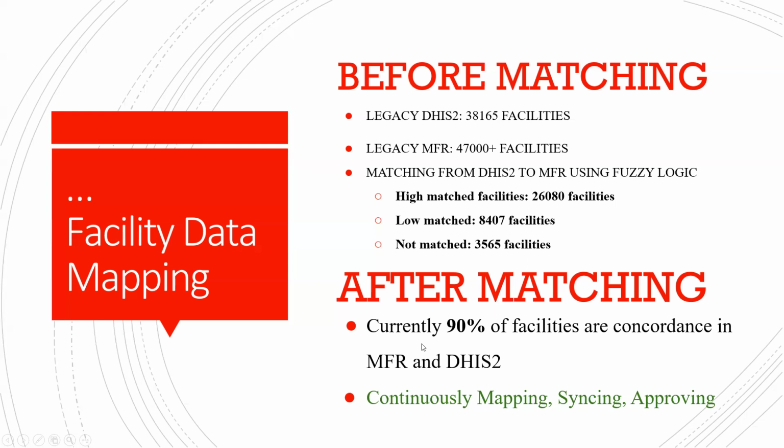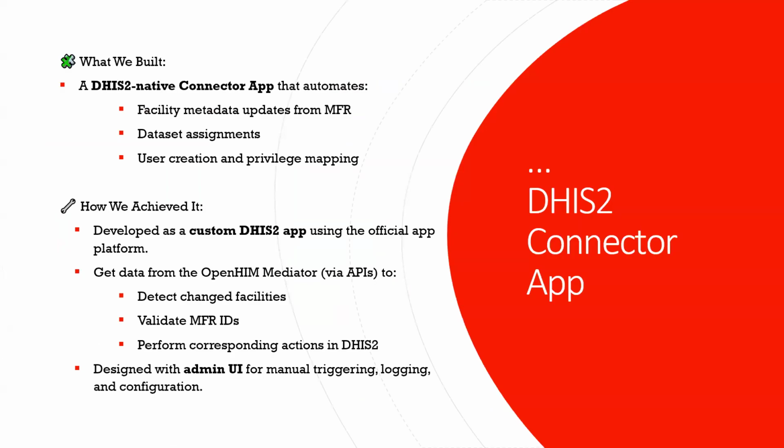After mapping, we currently managed to align 90% of facilities between MFR and DHIS2. We are also mapping in the DHIS2 connector app. What we were thinking was that once we create a facility in MFR and it syncs from the master facility registry to DHIS2 and is created as an org unit, it was enough, but it's not. There are other steps: you have to assign datasets and create users, so that the org unit has data, because an org unit alone is just like a child.